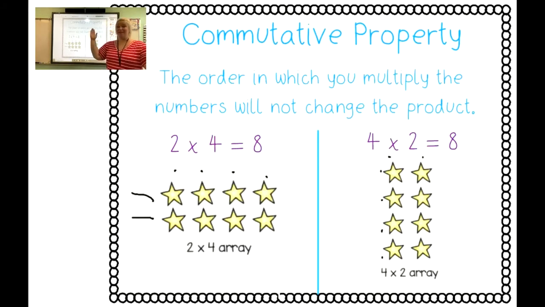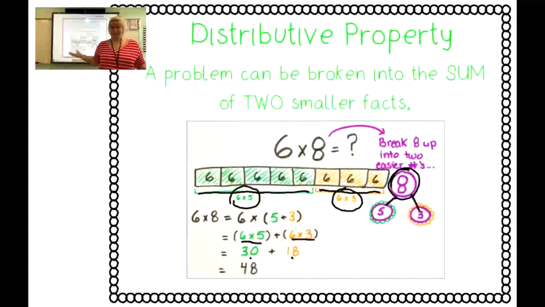Commutative property, it's like a switch. Doesn't matter the order of the numbers, they will still give you the same product. The distributive property, you are distributing that multiplication fact by the two easier numbers.